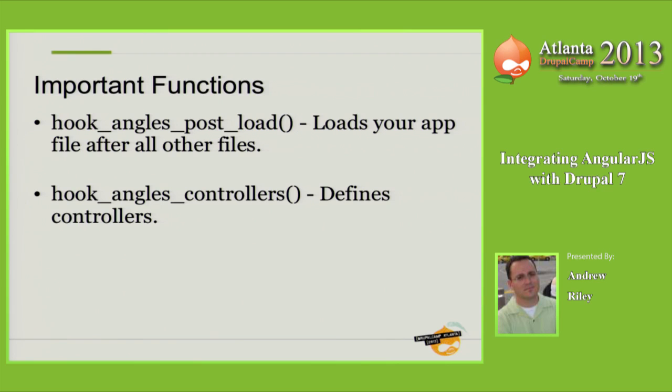So, talking about some of the important functions that you need to use in the Angular module. The first one is, well, it's kind of a hack function right now, but it gets the job done. The hook_angular_post_load takes care of loading what's commonly known as the app.js, your main application JavaScript file. Right now it's done separately because it has to load after all your other JavaScript has been loaded. That's probably going to change in the future, but for right now that's how it is. The next one, hook_angular_controllers, allows you to define all of your controllers. Because these are hooks, you can have multiple modules define your controllers if you want, or you can throw them all in one. It's really up to you how you want to do it.